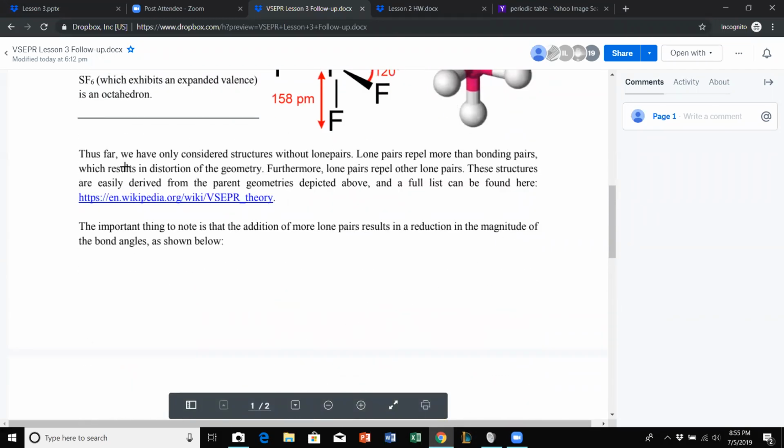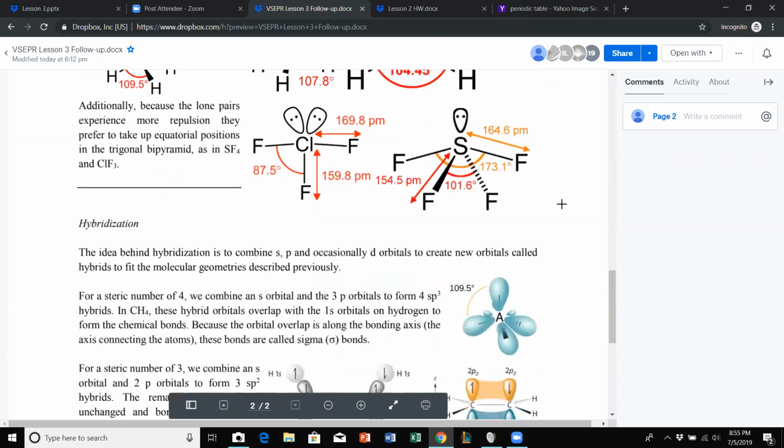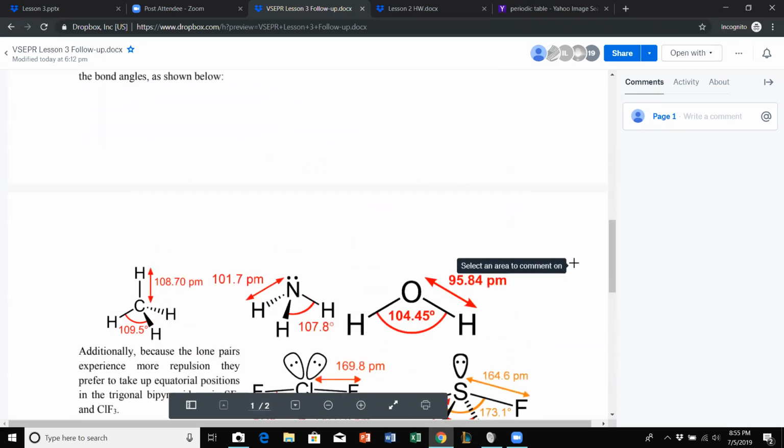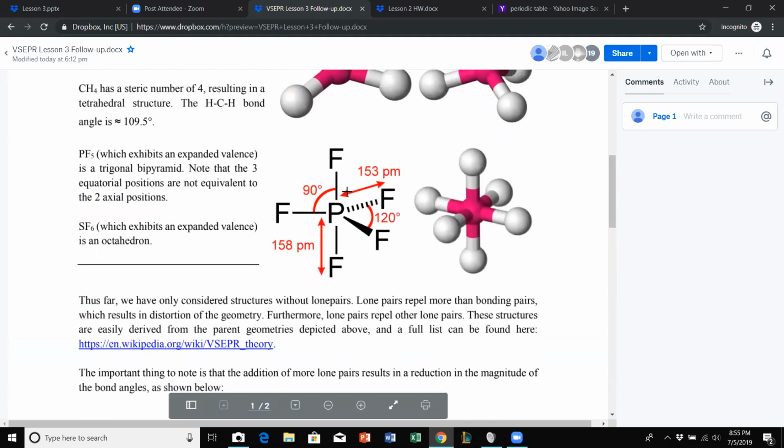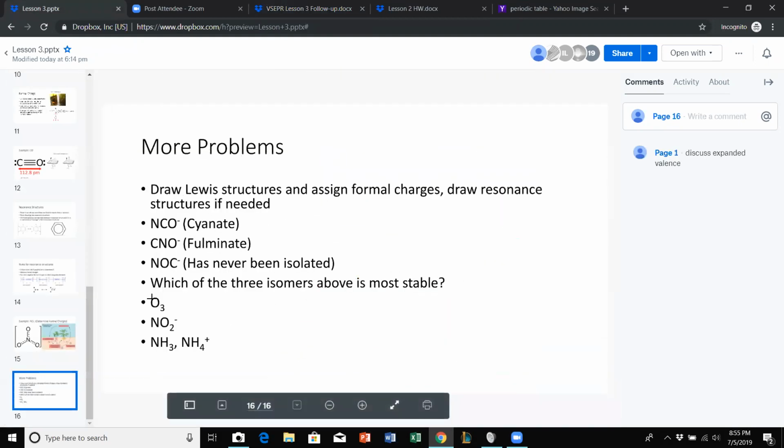So for homework, I want you to read the rest of this handout because it's too many pictures to cover in the lecture itself. Okay, so now I think would be a good time, since we only have 5 minutes left, to just do these problems. So I want to do the first 4 because this is interesting.